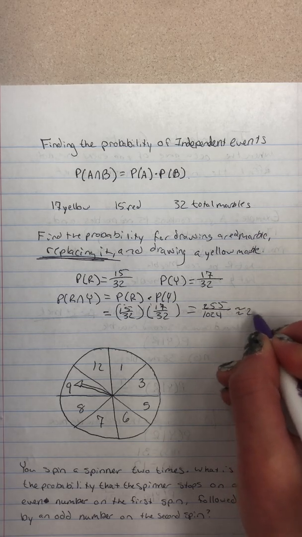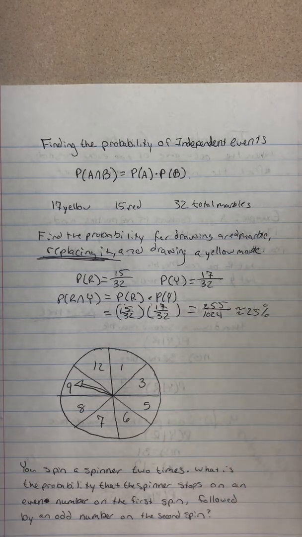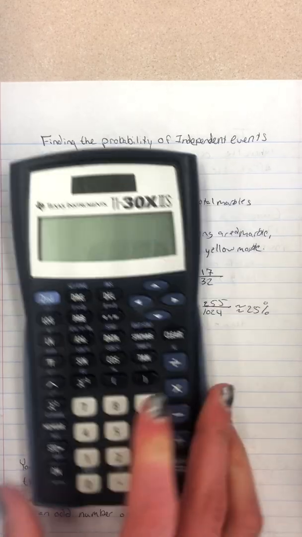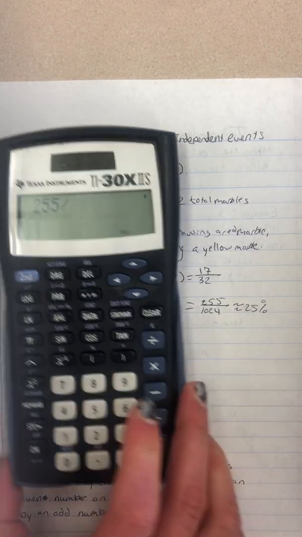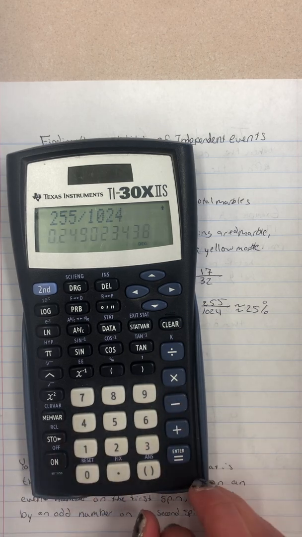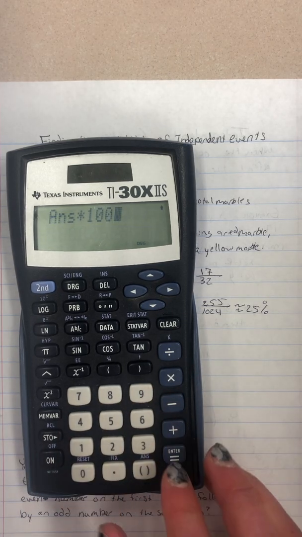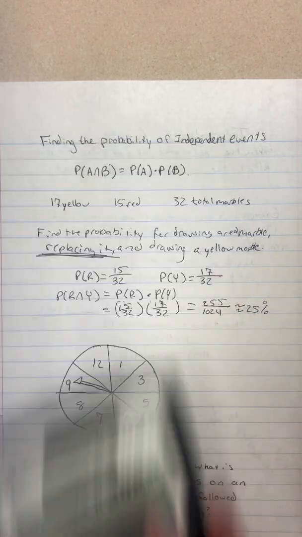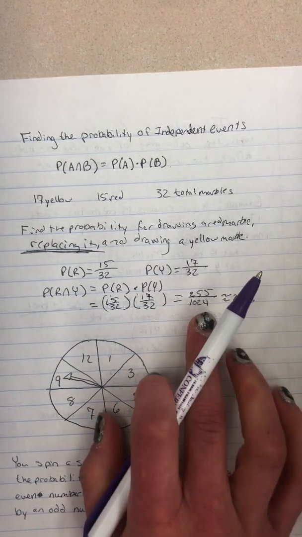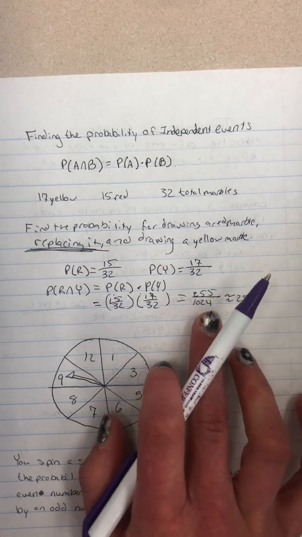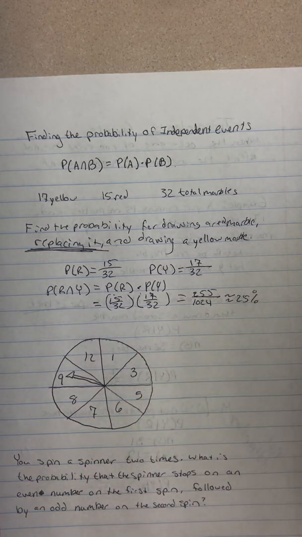That's going to be about 25%. So to find our percent, we're going to take our calculator. We're going to do 255 divided by 1,024 and multiply that by 100. It's about 25%. For these big ones, you can change it to a decimal, you can change it to a percent, or you can leave it as a fraction. I will accept all three.